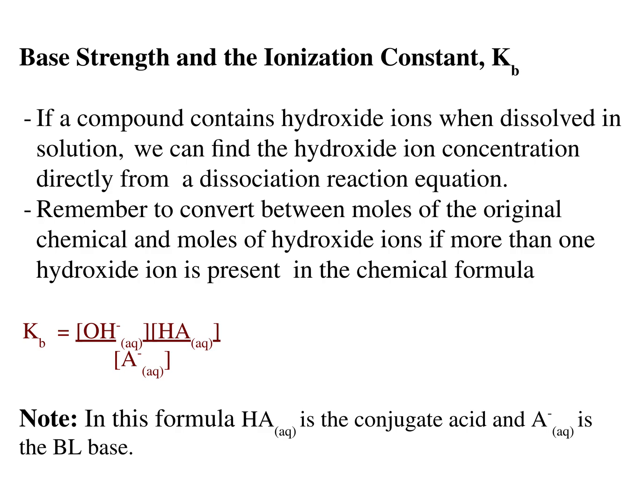Now, I am using HA and A minus because those are our generalized symbols for an acid and a base. Even though they're kind of orienting themselves towards the acid side, they still represent an acid and a base. And you will actually notice that in weak base equilibriums, a weak acid does get produced.